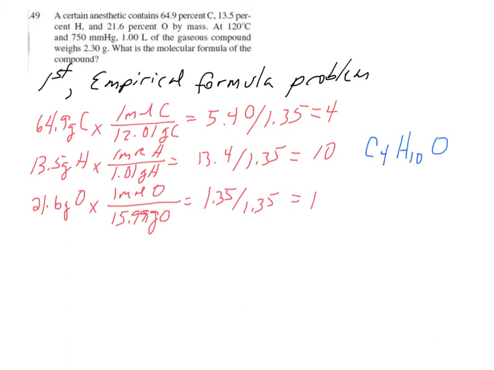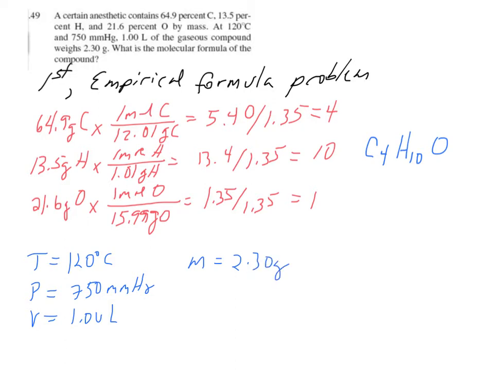Now the important part here comes when we start dealing with the gas laws. So when we start dealing with the gas laws, we have some information. We've got the temperature is 120 degrees C. We've got a pressure equaling 750 millimeters of mercury. We've got a volume equaling 1.00 liter, and we've got a mass equaling 2.30 grams. So if I've got a temperature, a pressure, a volume, and a mass, I'm looking for a molar mass.